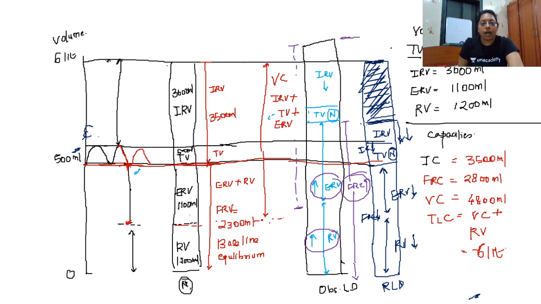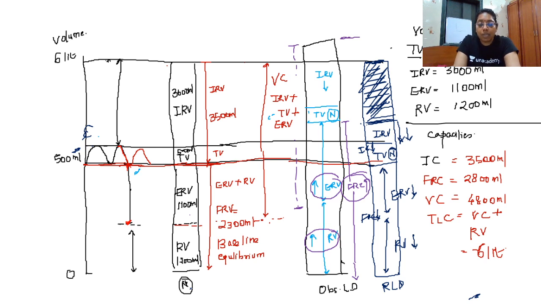So I hope I have made the basic points regarding static lung volume and capacities clear for you all. And I have also differentiated between obstructive and restrictive lung diseases, the static volume and capacities. I have discussed the vital capacity K factors and functional residual capacity K factors. So with this, I'm stopping the discussion on static lung volumes and capacities.